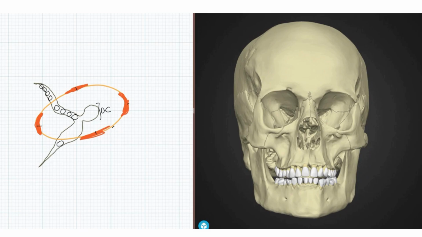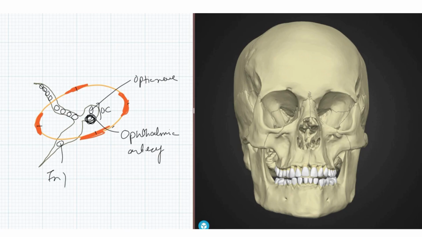Now, there are 2 structures which are passing from the optic canal. One is the optic nerve, and the other is the ophthalmic artery. The ophthalmic artery also carries a sympathetic plexus with it. Now, the inferior orbital fissure consists of the inferior division of the ophthalmic vein.